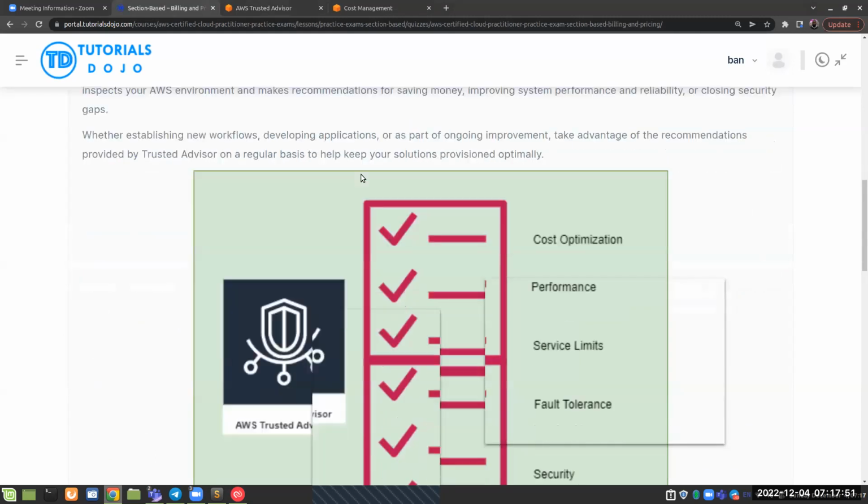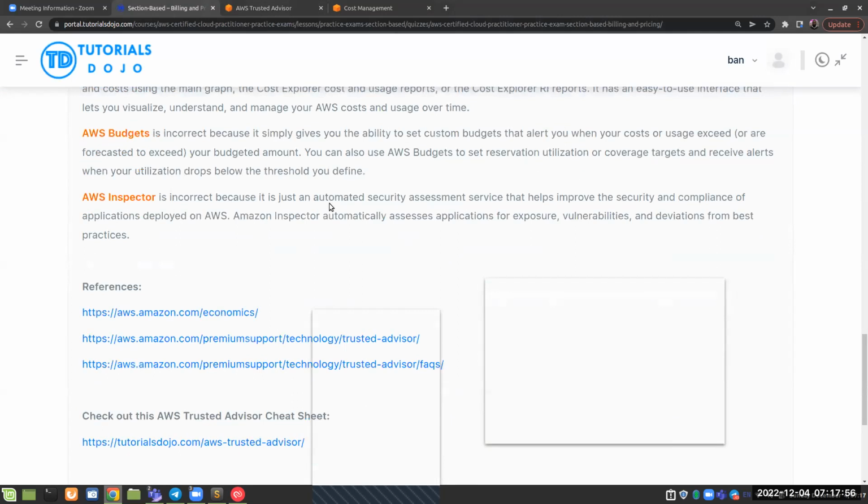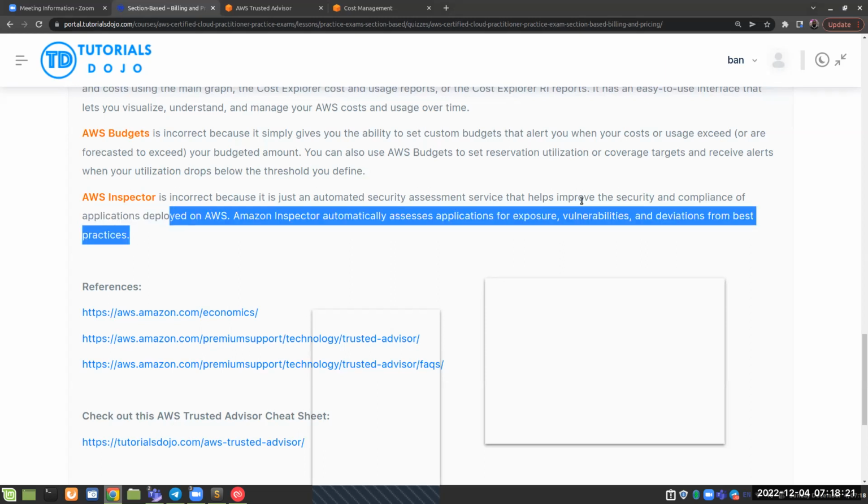But I'm sure because all of you picked that, you don't remember what it is. So it's a vulnerability, an automated security assessment service that actually deals with vulnerabilities. So Inspector is an automated security assessment service that helps you improve the security and compliance of applications deployed on AWS. It automatically assesses applications for exposure, vulnerabilities, and deviations from best practices. So Inspector has to do with a security assessment service.